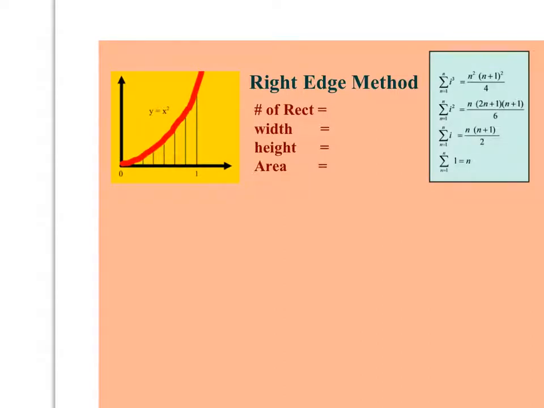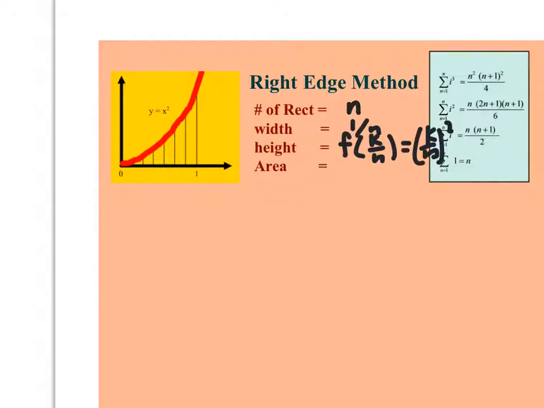Okay, so the right edge sum. Here's the difference between the right and the left edge sum. Number of rectangles, still n. Width, still 1 over n. But now our height isn't going to be k minus 1. It's going to be f of k over n. Okay? So in this case, that'd be k over n squared.